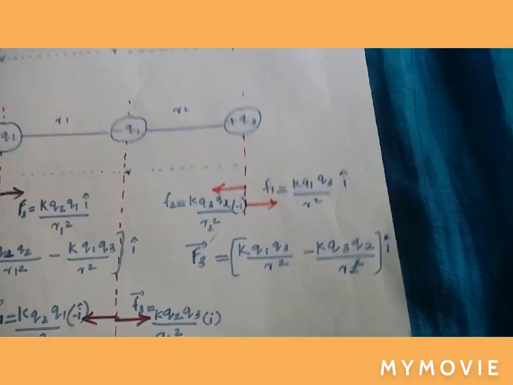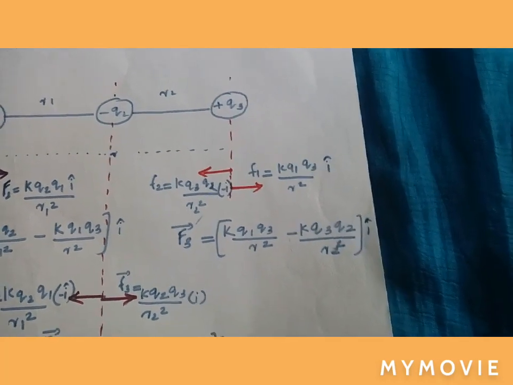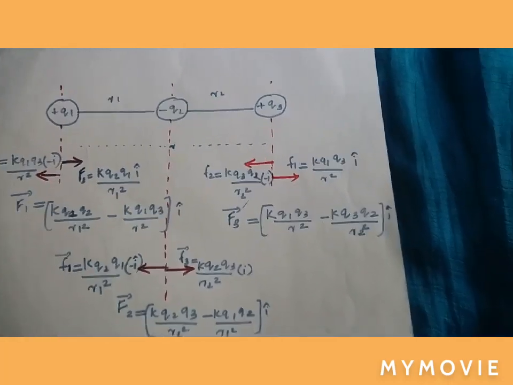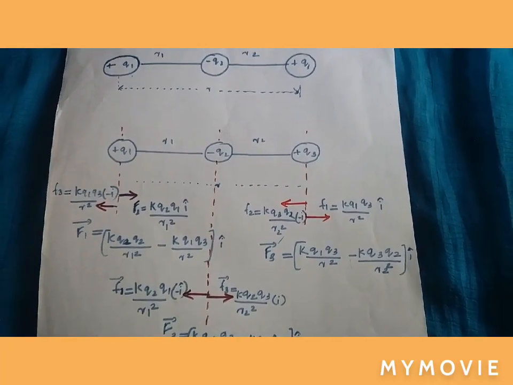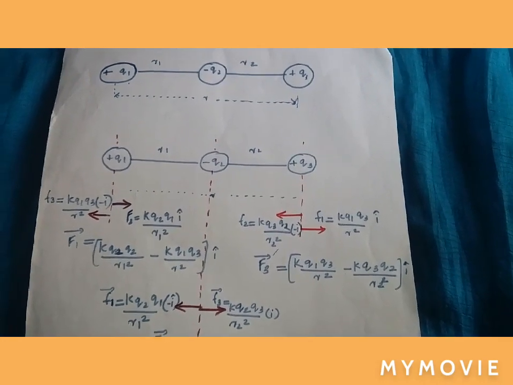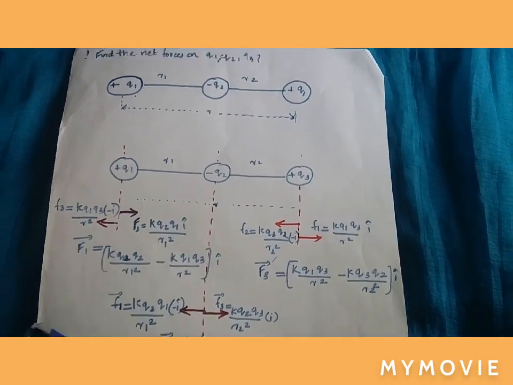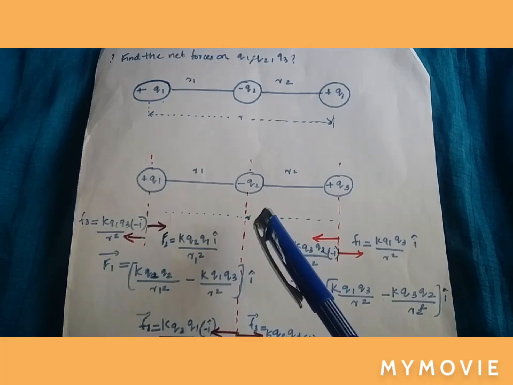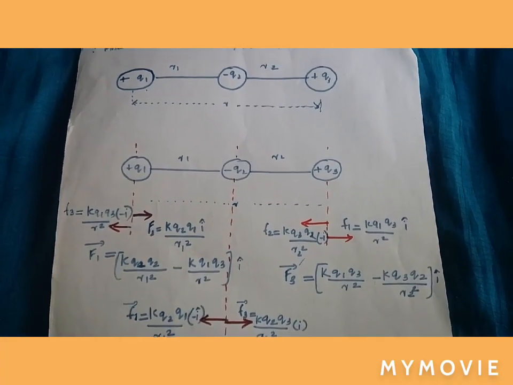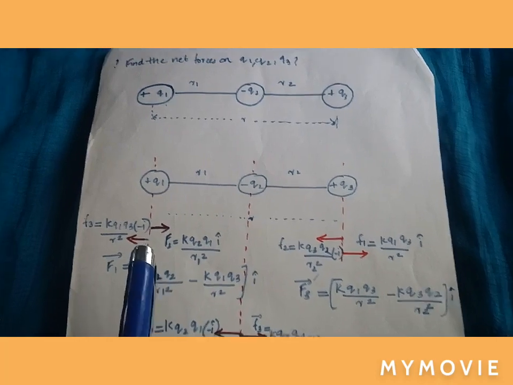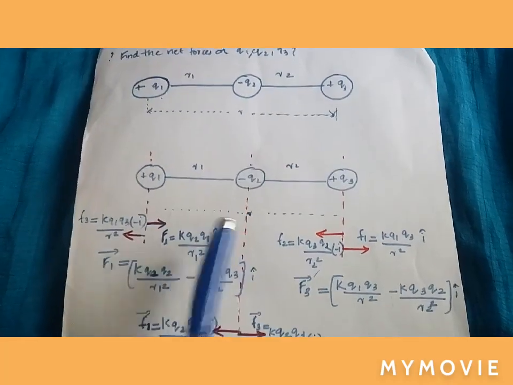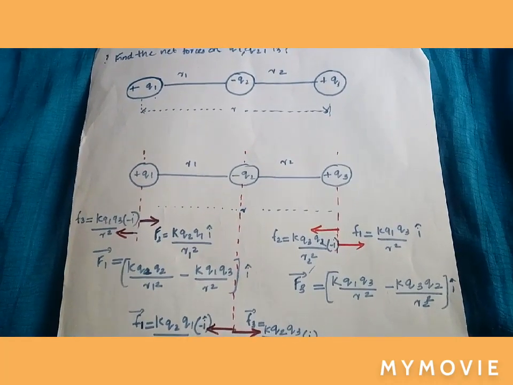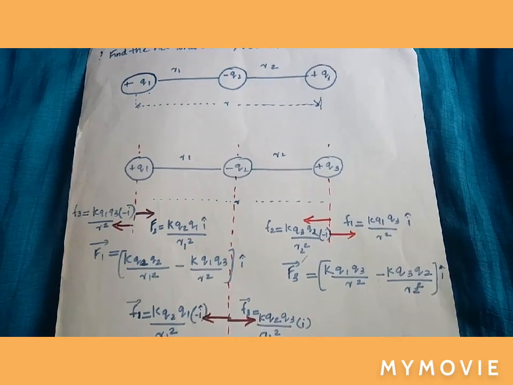So the resultant F3 is equal to k q1 q3 divided by r square minus k q3 q2 divided by r2 square into i cap. So this is the procedure we should follow to find the resultant force on a system of charges. First we number the charges, and we pick the charge on which we have to find the force and consider the other charges and their forces, attraction or repulsion. Attraction means towards the charge and repulsion means away from the charge. If the direction is towards the right it is plus i, and towards the left it is minus i.